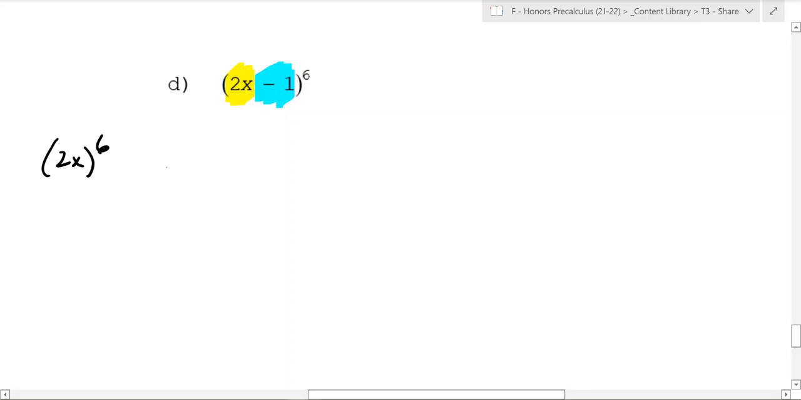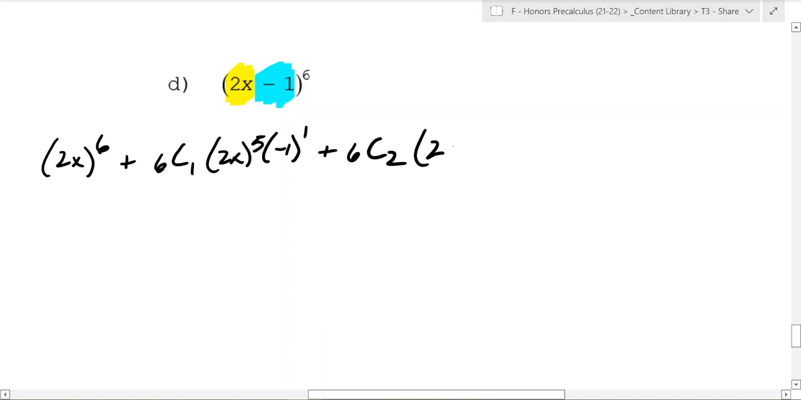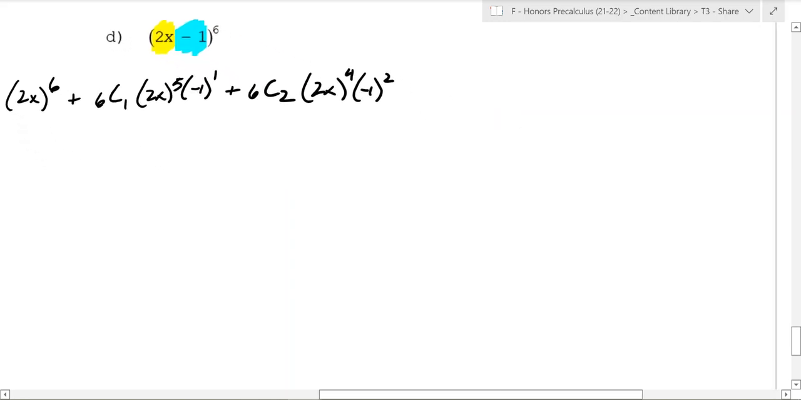And then you're going to have 6 choose 1 right there, and then it's going to be 2x to the 5th and negative 1 to the 1st, and then you're going to add to it, plus 6 choose 2, continuing Pascal's triangle, and then 2x to the 4th, 1 power less than it was before, and then this one goes up. Then you have 6 choose 3, and then it's going to be 2x cubed.